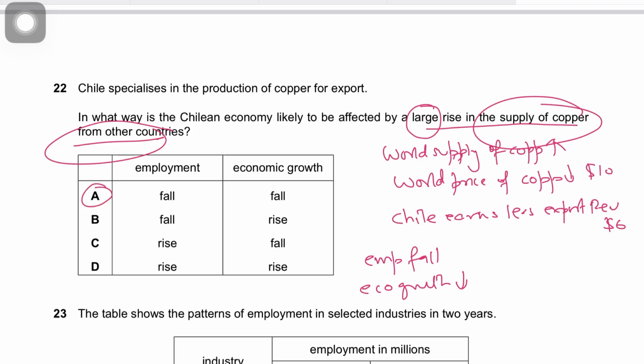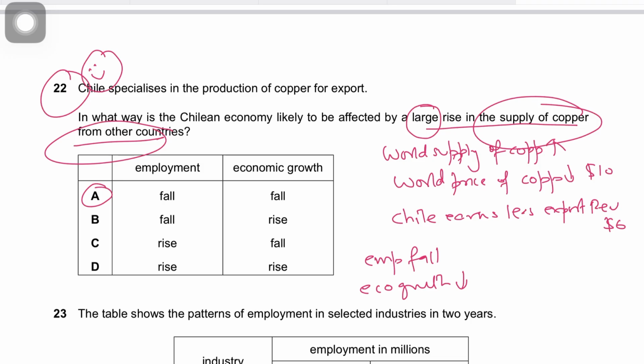The question says copper is an important export industry for Chile, right? So lower export earnings would translate into lower national income and lower real GDP for Chile, and lower economic growth. So therefore, economic growth is also likely to fall. That's the whole chain of analysis and logic. This was a very good macro question. So question number 22, great question. I like it. Putting a smile here.